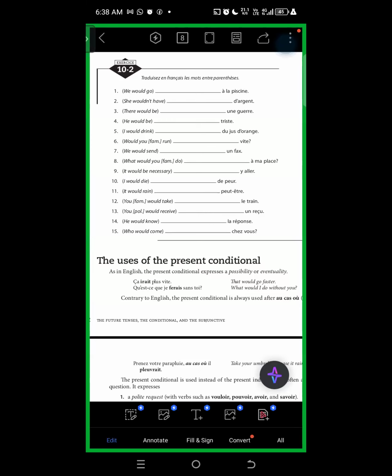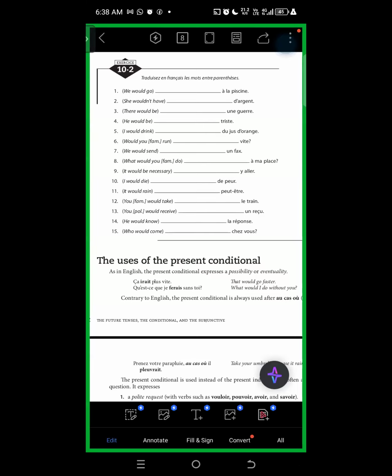Okay, let's go to the next one. We would send. That's envoyer. Nous enverrions. Remember, the ions ending. Nous enverrions.